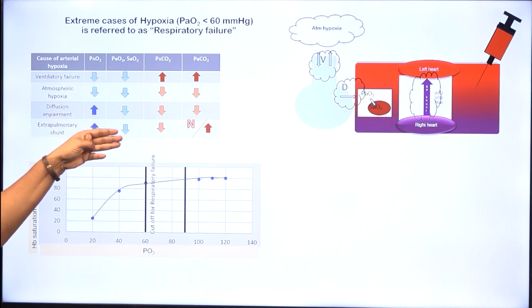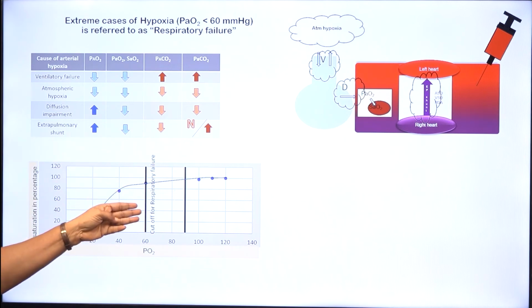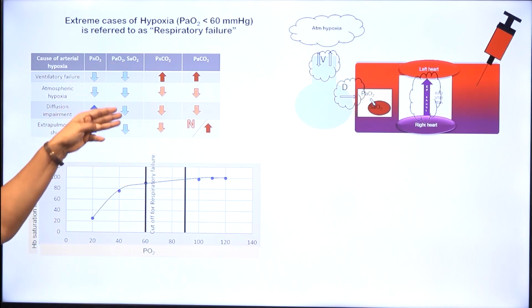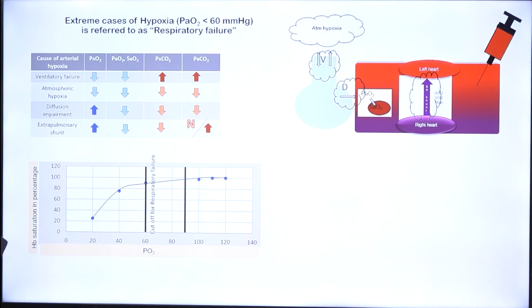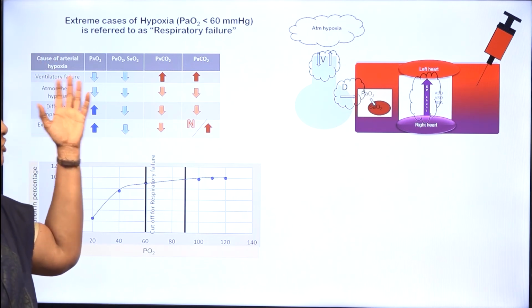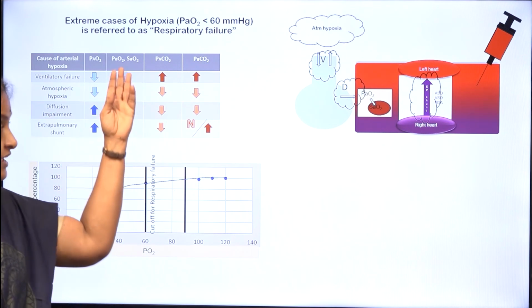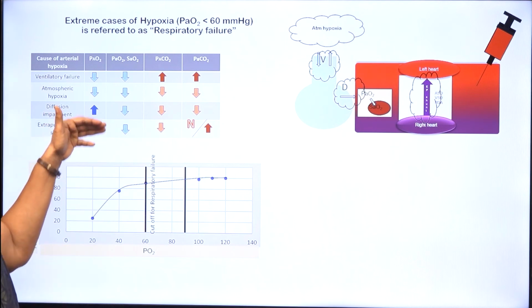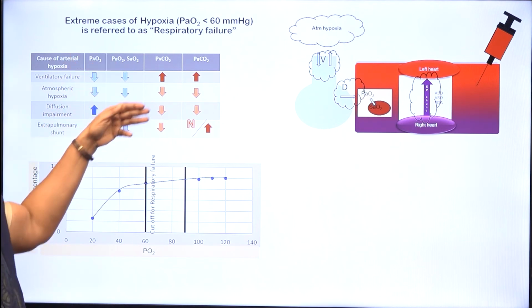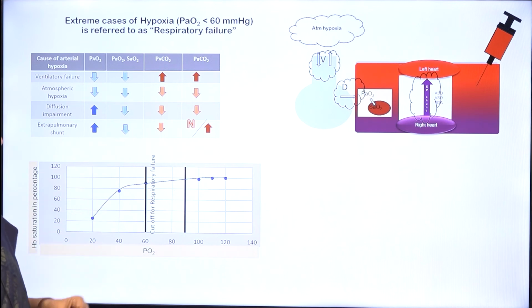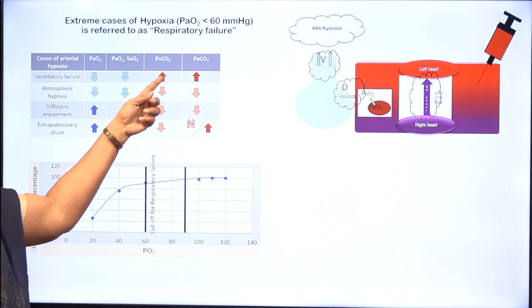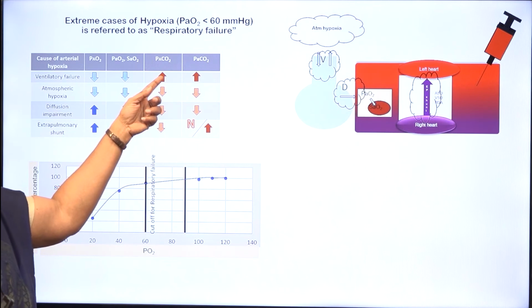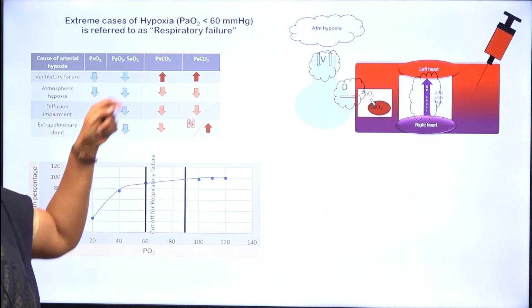So in all these cases, if the reduction in PO2 is severe, going to less than 60 millimeters mercury, you would say that respiratory failure occurs. So the causes for hypoxia are also the causes for respiratory failure. Respiratory failure is severe hypoxia. We can differentiate respiratory failure based on carbon dioxide levels. If carbon dioxide is higher, we call that type 2 respiratory failure, where both gases are affected.